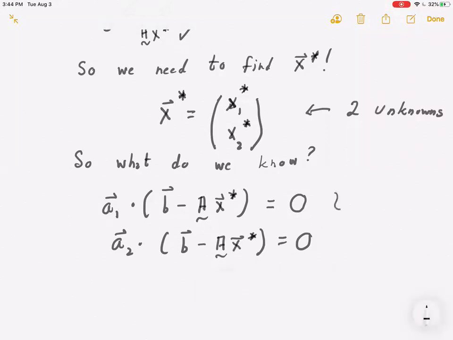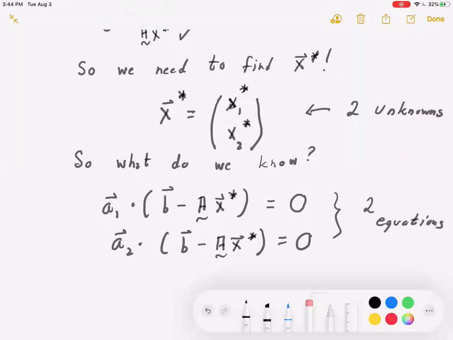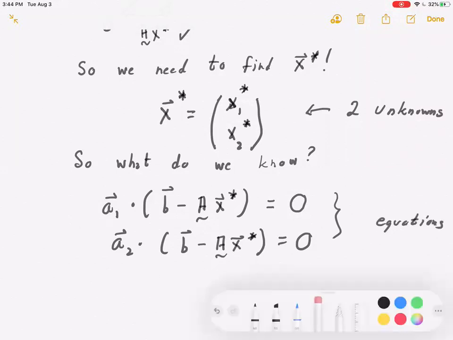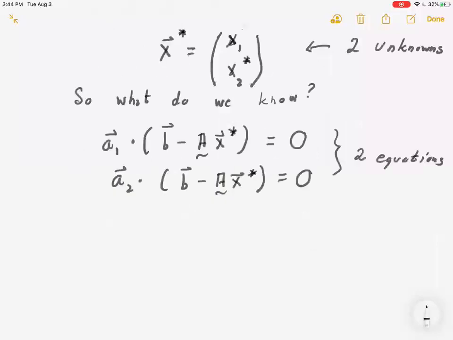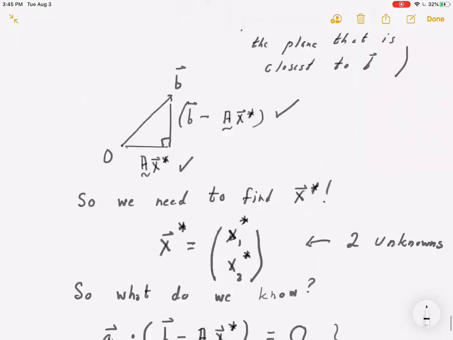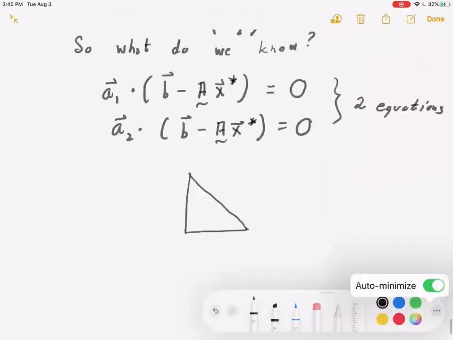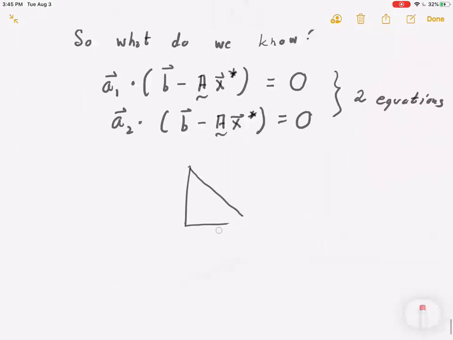But I now have two equations. So in principle, linear algebra can help me figure out what those unknowns are by just solving these two equations. So again, let's go back and look at the picture. Let's recast it so it's exactly what we had before.